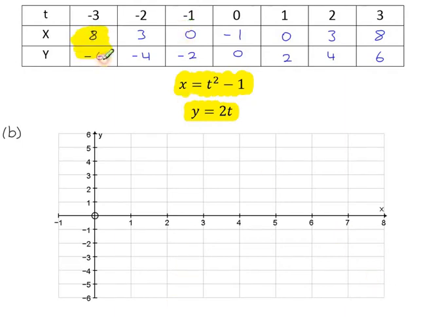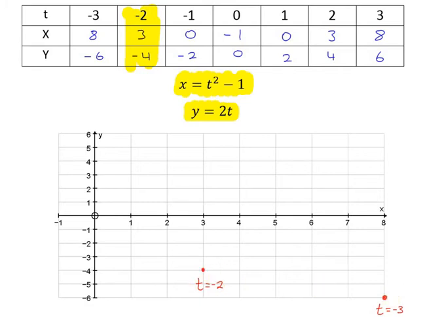And then we plot these points. So the first point will be this: when x is 8, y is -6. So what we have here are coordinates. Here is the first point plotted, and I've written down the value of t that it corresponds to, so t is equal to -3. For the second point, t equals -2, x is 3, y is -4, and we write down t equals -2.